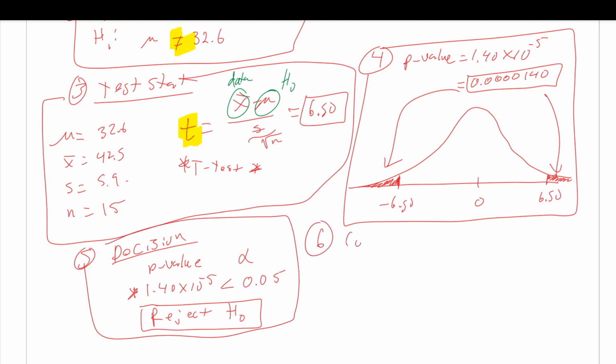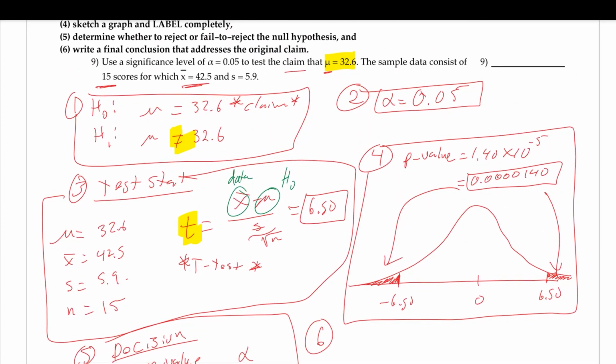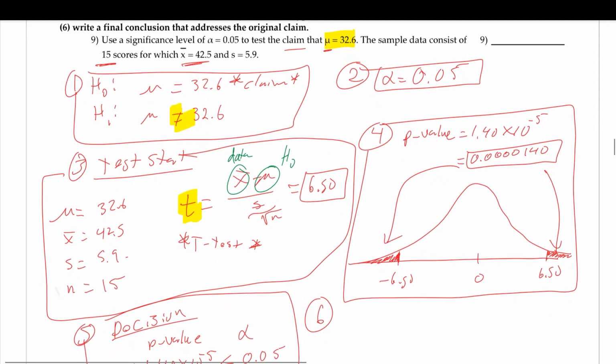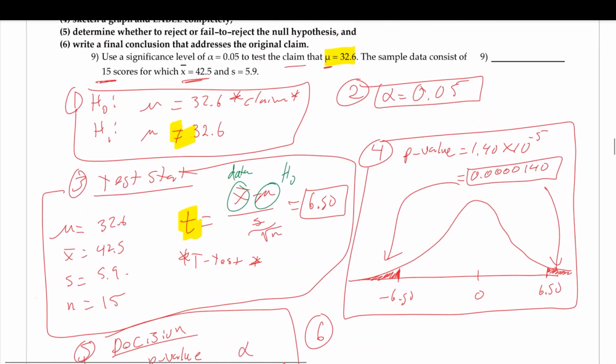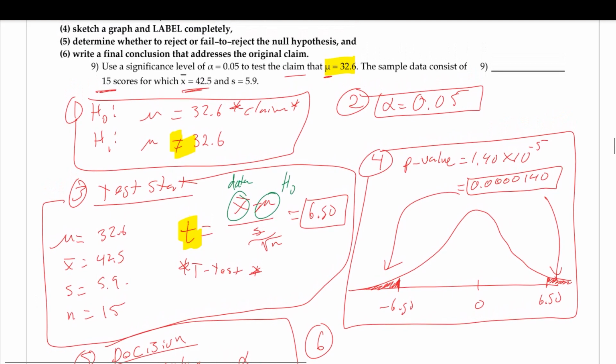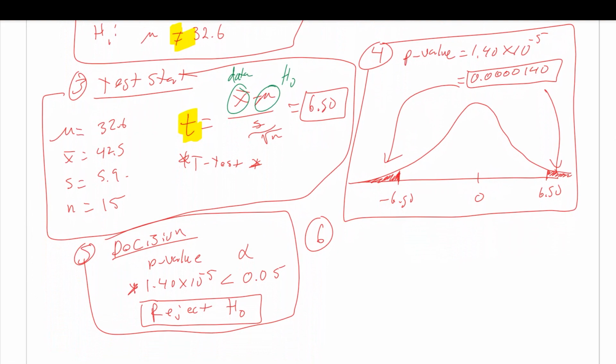Step 6, our conclusion statement. And again, the claim was that the null hypothesis was that mu was equal to 32.6. We rejected that, so essentially we reject the claim that it is 32.6. Okay, so let's go to the flowchart for that wording.